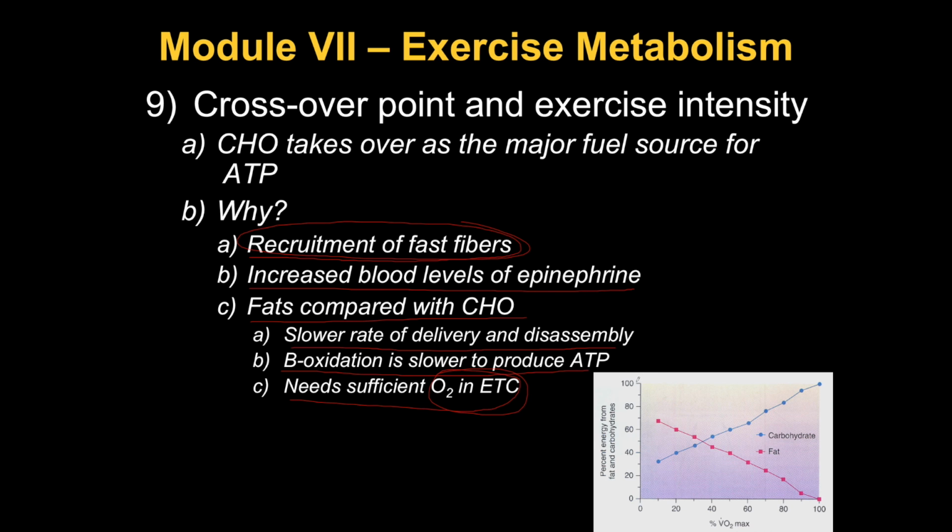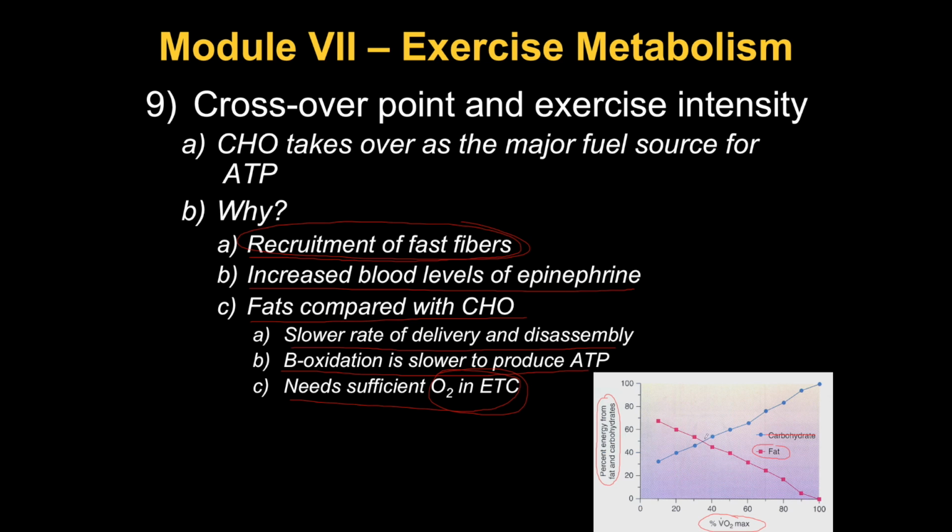And so this diagram is showing you on the y-axis the percent energy from fat and carbohydrates here. And on the x-axis, we have the percentage of VO2 max. So VO2 max being the max amount of oxygen that an athlete can consume, which would relate to the highest level that they can perform at and utilize oxygen efficiently. So the blue line represents the carbohydrates, the red line represents fats.